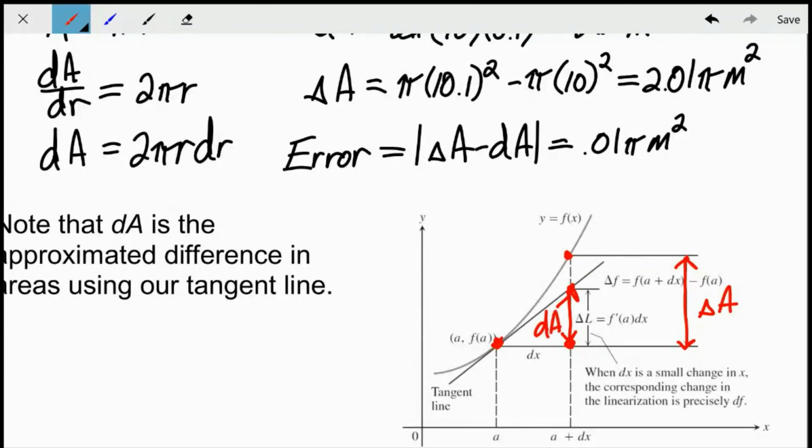So you can see here they're saying delta L is equal to f prime of A dx. So that's my approximated change. Delta F is the actual change. But my dA and my delta A, that's what I'm actually looking at here. The difference between using the tangent line approximation, which is what using those differentials does, and using the actual change by using the original function.